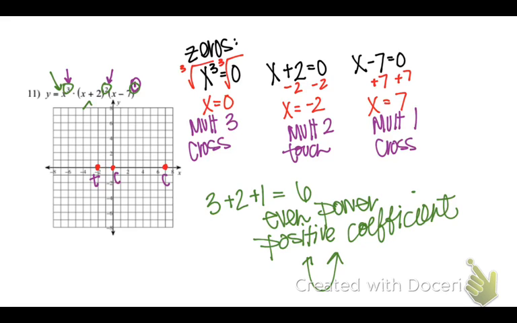So then to graph this, this would come down, it would touch there, it's going to cross there, and it's going to cross there.